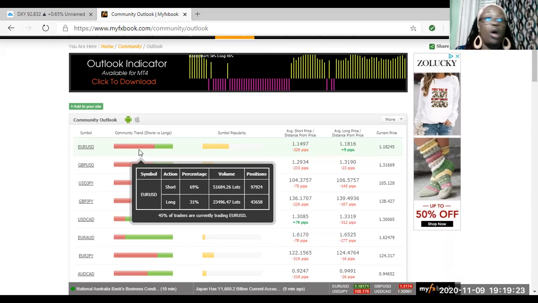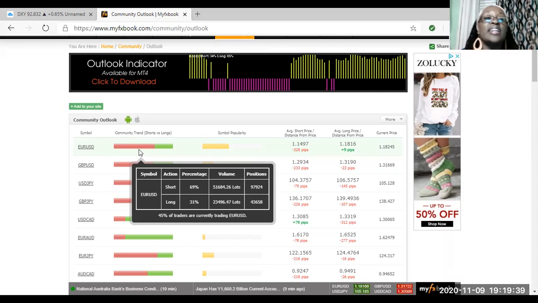Are they wrong? No, they're not. And I'm going to show you that as well. They're not wrong, but there is a difference in how they see the market. There's a difference in how they see the market, and I'm going to break that down for you.